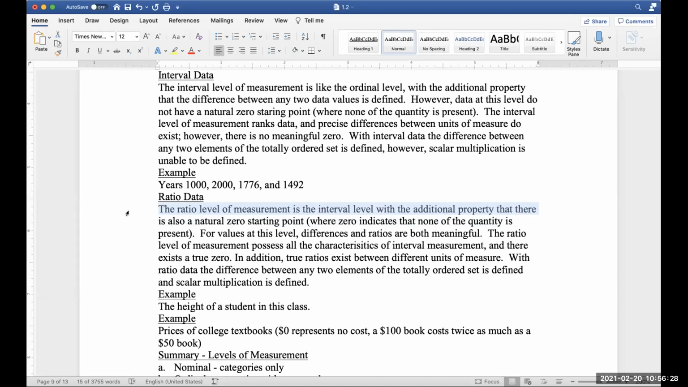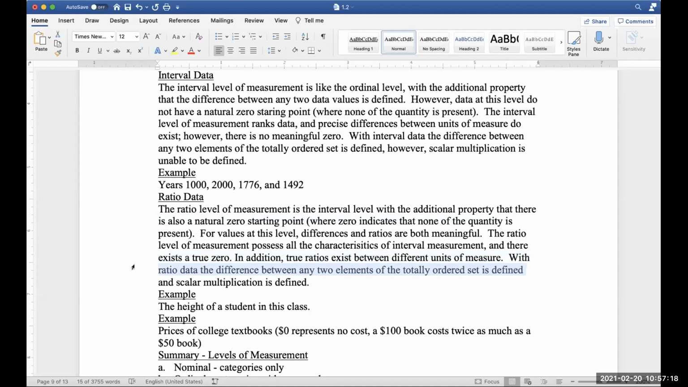So in ratio data, 0 does make sense. 0 means none. And so the ratio level of measurement is the interval level of measurement with the additional property that there is a natural 0 starting point. So 0 indicates that none of the quantity is present. For values at the ratio level measurement, differences and ratios are both meaningful. So the ratio level measurement possesses all the characteristics of interval measurement, and there exists a true 0. In addition, true ratios exist between different units of measurement.